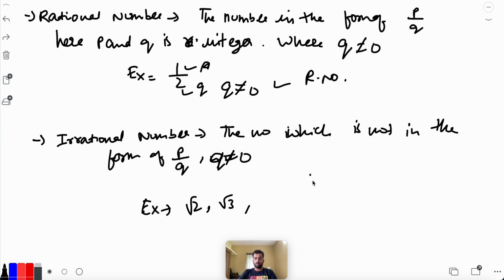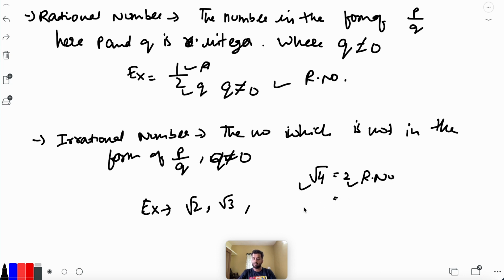Now let's talk about the exception. Root 4, is it in the form of p by q? It is not in the form of p by q now, but root 4 answer is what? 2, right? But 2 is what? This one is a rational number, right? So root 4 is also a rational number.